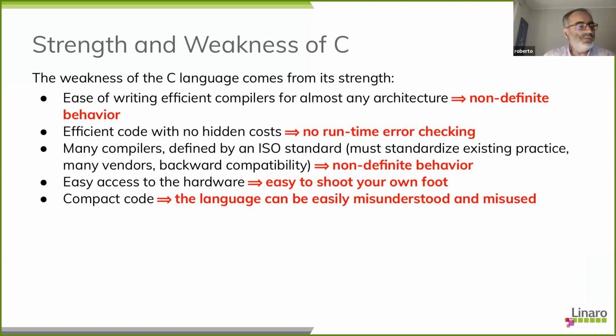One of the things that is very important to understand is that the strengths and the weaknesses of C come from the same sources. They are basically not separable from one another. For example, the fact that it is relatively easy to write efficient compilers for almost any architecture, we have seen, is one of the reasons why we have non-completely defined behavior. The fact that we can write efficient code with no hidden costs, one of the reasons is that there is no runtime error checking. And the fact that there are many compilers and still the language is defined by an ISO standard is also one of the sources of non-completely defined behavior.